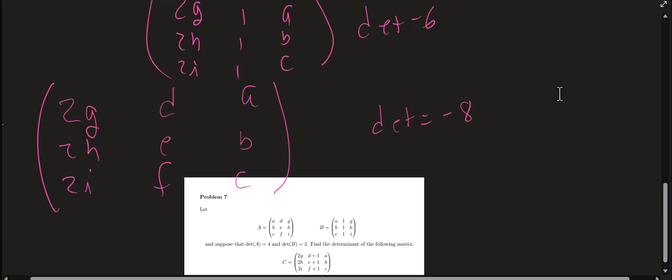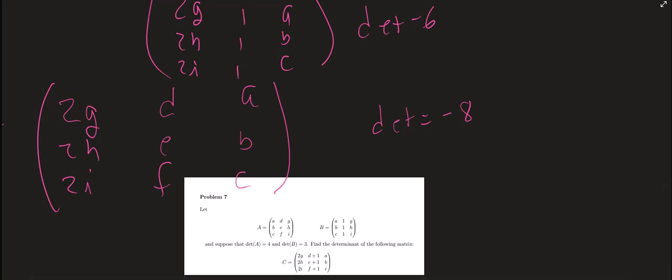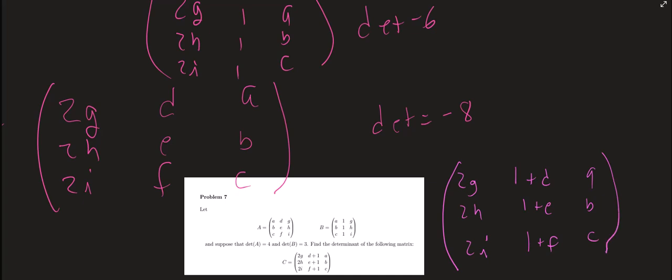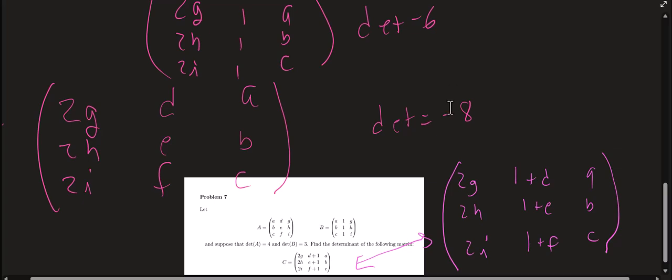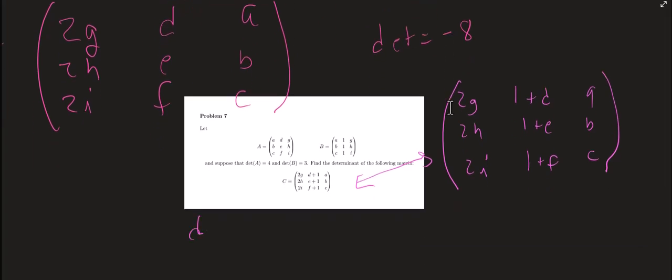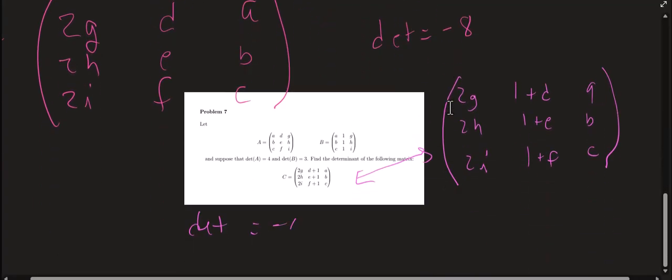Now, if I then take the matrix that I get by combining these two matrices, where they have the same thing, I leave it alone. Where they have something different, I add them. And I get the matrix that I'm looking for. That's the one I'm looking for. So that means the determinant of that matrix is -6 plus -8 or -14.